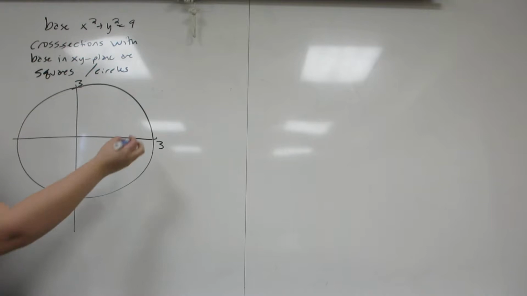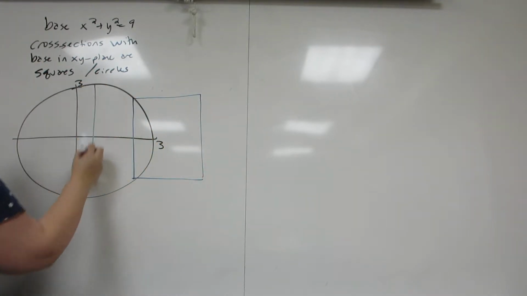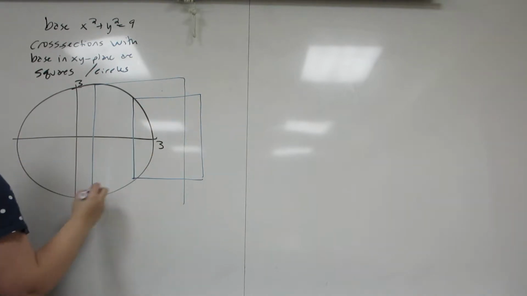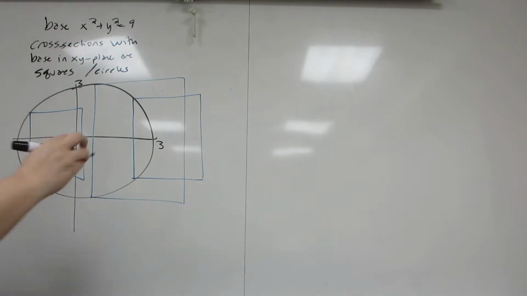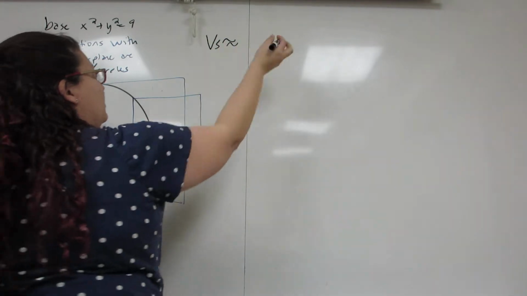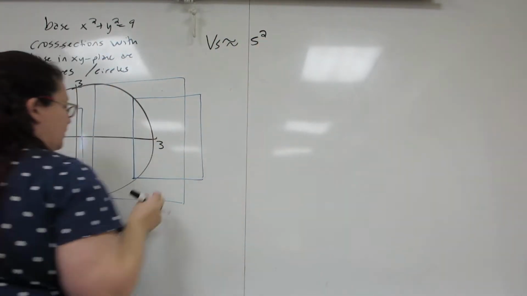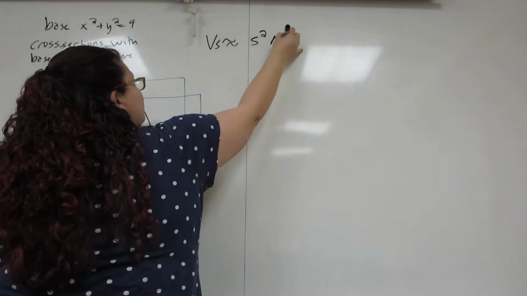For our first one, our cross sections sticking out of the board are squares, like this. Okay, so when we slice it, we're going to get squares with a little bit of depth. So the volume of a slice will be, well, the area of that square is side squared, and the little bit of depth is sliced this way, so it's going to be a delta x.